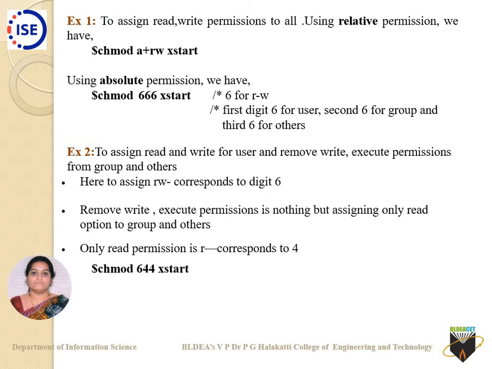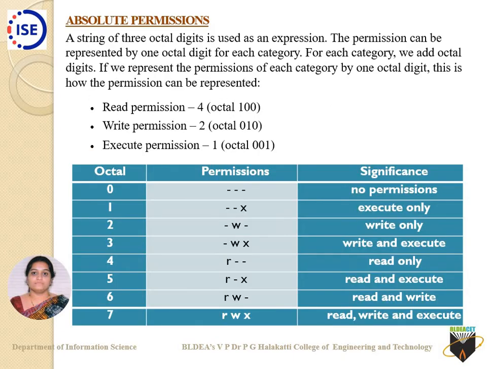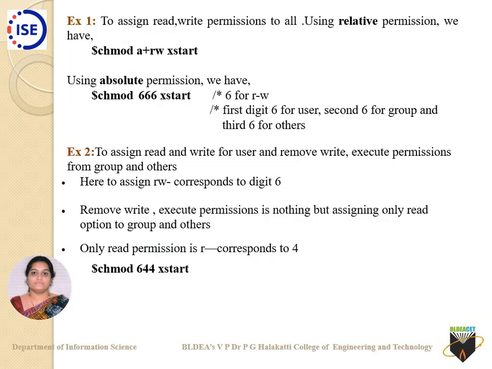So 666 stands for 6. How do you represent 6 in octal value? 7 is represented as 111. How is 6 represented? Just go back to your previous one. 6 is rw-, that is 110. The first 6 is for the owner, the next 6 is for group members, the next 6 is for others. That is 1, 1, 0. First digit 6 for user, second for group, third for others.